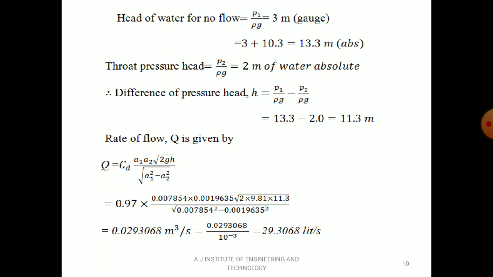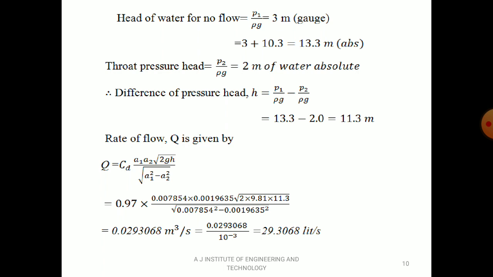Now we have the H value, A1, A2, and the CD value is given in the problem. So we can easily calculate the rate of discharge. So Q equal to CD into A1 into A2 into square root of 2gH divided by square root of A1 square minus A2 square. So that is equal to 0.97 into 0.007854 into 0.0019635 into square root of 2 into 9.81 into 11.3 divided by square root of 0.007854 square minus 0.0019635 square. Upon simplification we get Q equal to 0.0293068 meter cube per second.